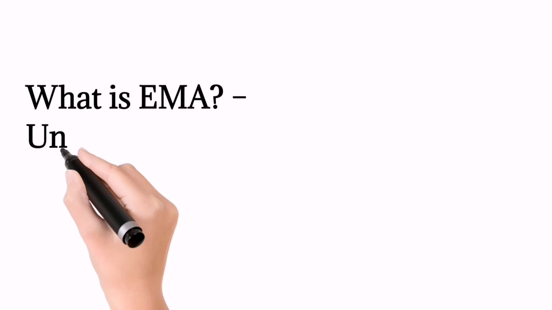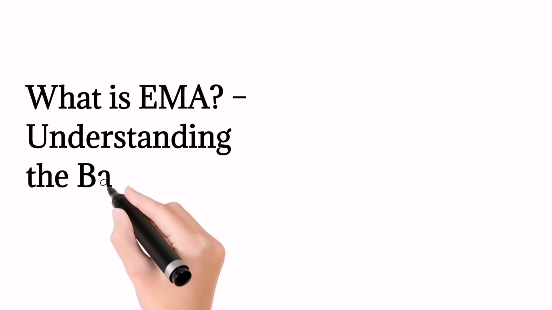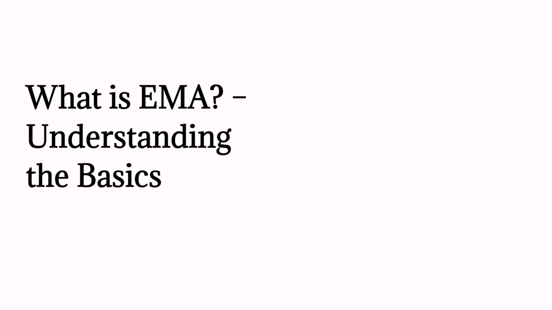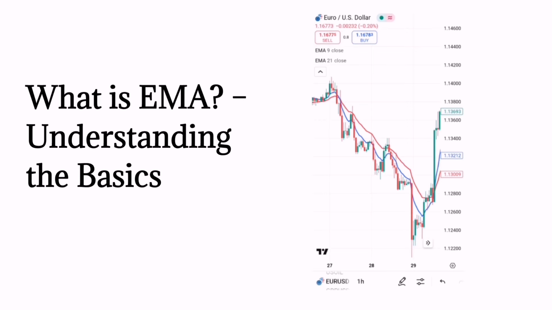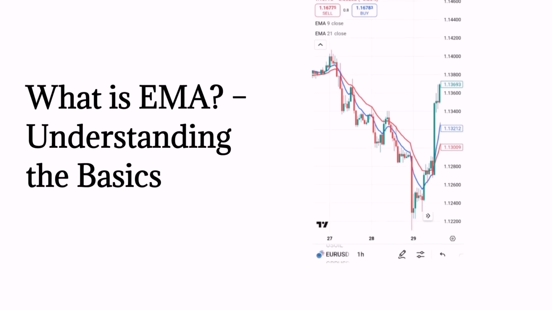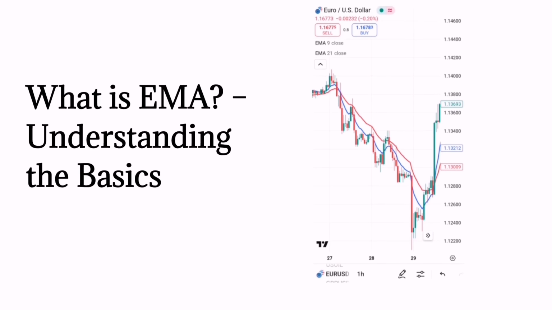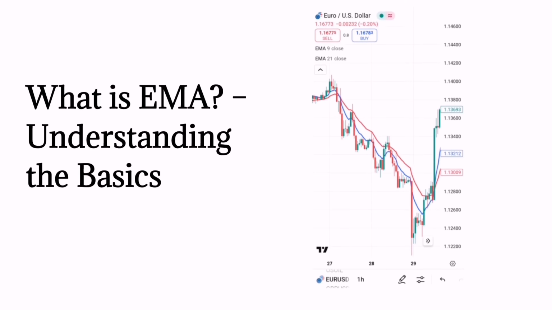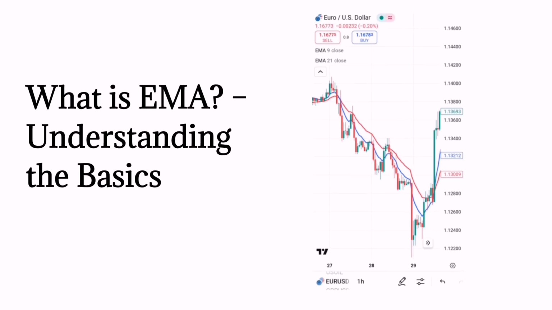What is EMA? Understanding the basics. EMA stands for Exponential Moving Average. Unlike the simple moving average (SMA), which gives equal weight to all prices, EMA gives more importance to recent price action. That means it responds quicker to price changes and is ideal for active traders. For example, if the price suddenly spikes or drops, EMA reacts faster than SMA. This is why most professional traders prefer EMA over SMA when trading short or medium-term trends.